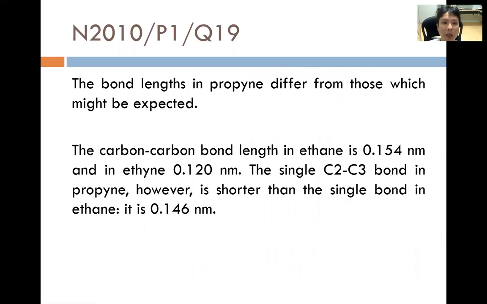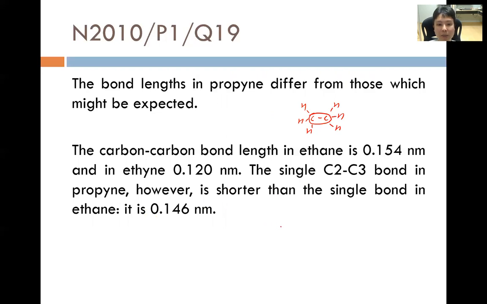The bond lengths in propyne differ from those which might be expected. November 2010, paper 1, question 19. So this is a very similar type of question. In fact, it's the same type of question, so we're just going to apply what we learned in the previous question. The carbon-carbon bond length in ethane is 0.154 nanometer. Again, ethane is like this, 1, 2, 3, and these are all hydrogens. So that is 0.154 nanometers between the carbon and the carbon, the same as the previous question.